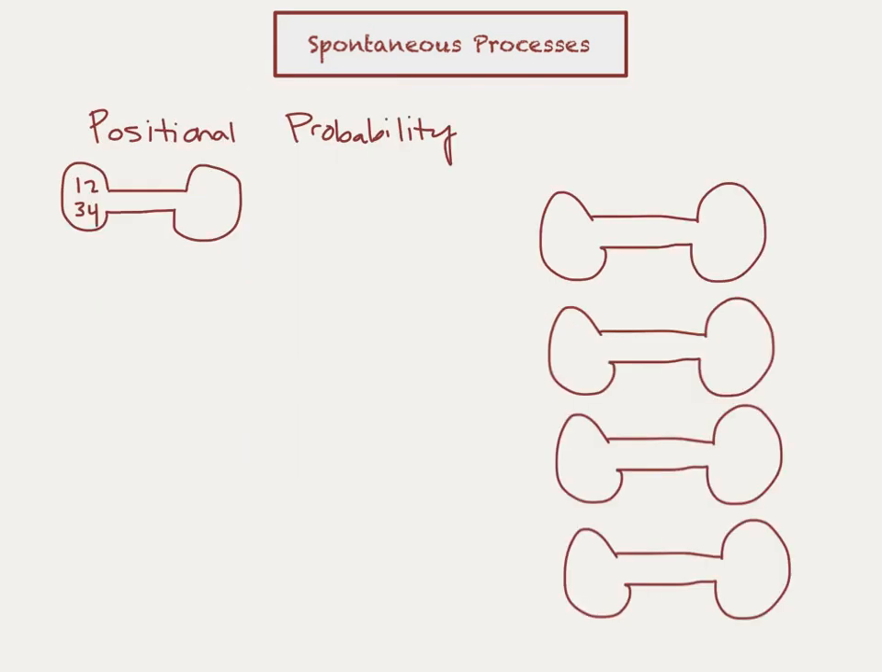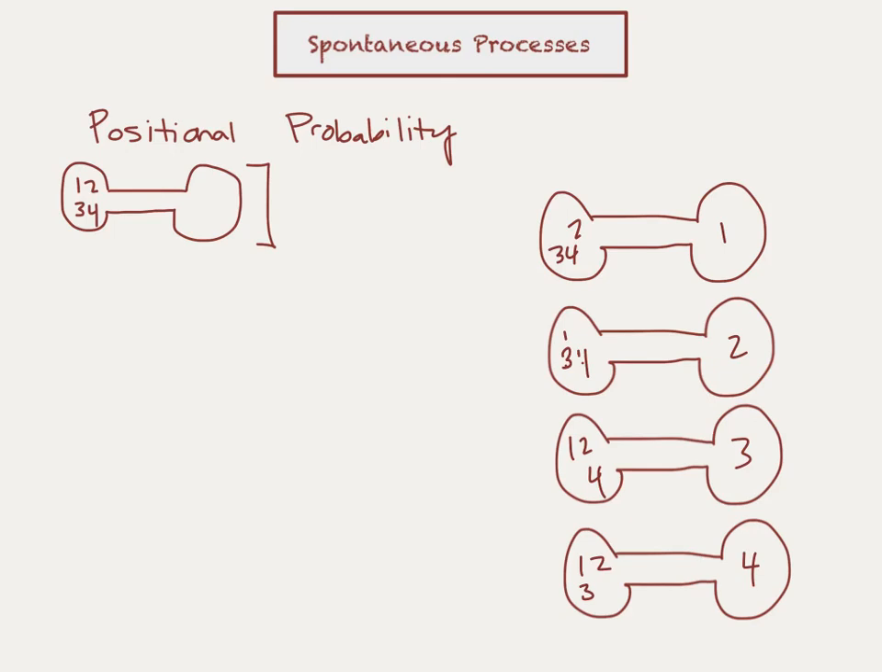The idea of positional probability works kind of like this. Let's say you have 4 little gas molecules or atoms inside of a container that has 2 sides. There's only one way to position all of the atoms or molecules all the way on the left. But let's say you want to move one of these molecules to the right side. You could move molecule number 1 over to the right, or you could move molecule number 2 to the right. You could move molecule number 3 to the right, or you could move molecule number 4 to the right.